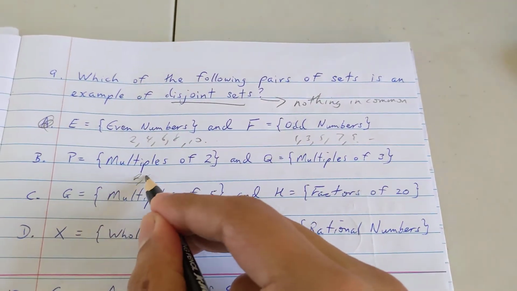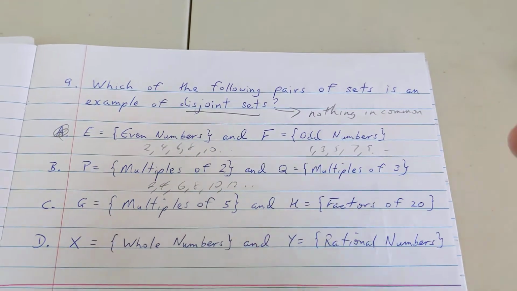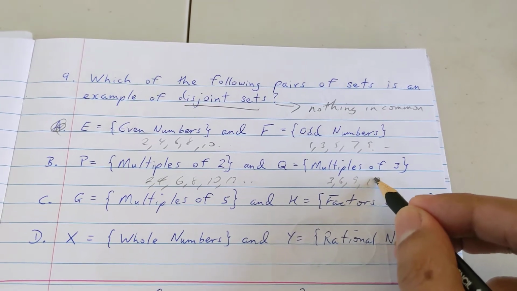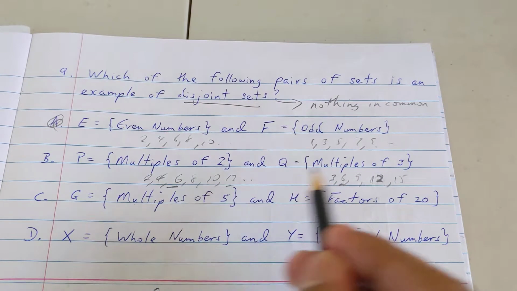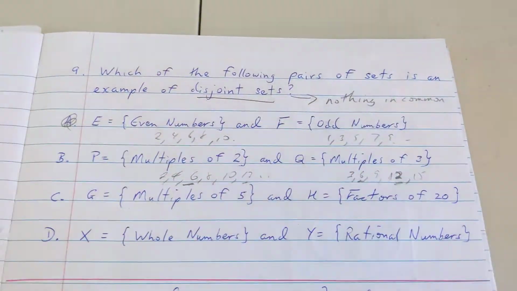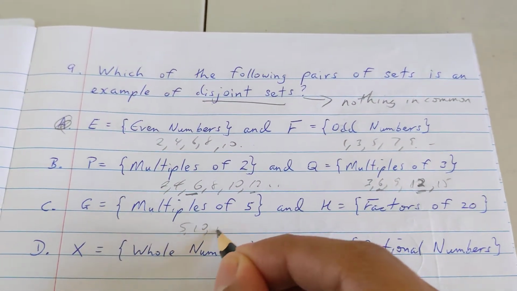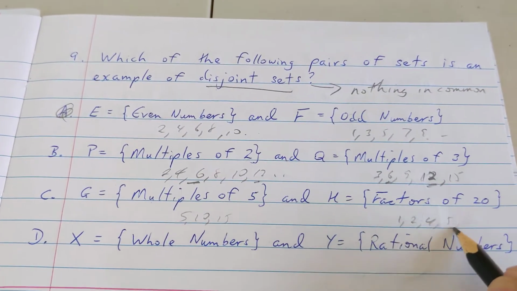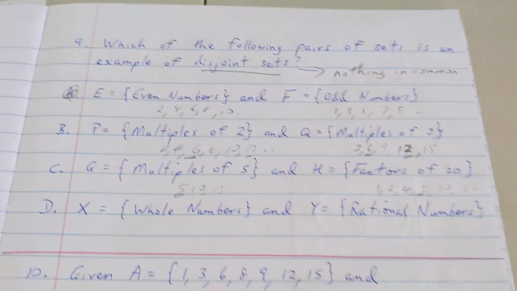Multiples of 2, I'm just going to write down. Multiples of 2 means your multiplication table for 2, and it goes on forever. Multiples of 3 is your 3 times table. Immediately we can see they're not going to be disjoint because they already have 6, 12. In fact, the lowest common multiple will be 6, so they will have multiples of 6 in common. Same thing here. Multiples of 5 are 5, 10, 15. Factors of 20 are 1, 2, 4, 5, 10, 20. We can already see they have stuff in common: 5, 10, 20. So that doesn't work.